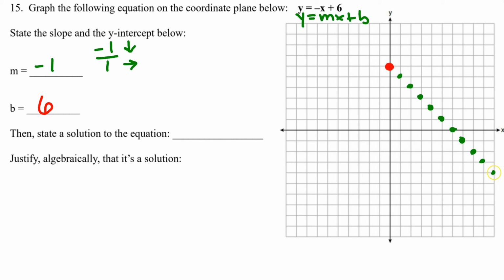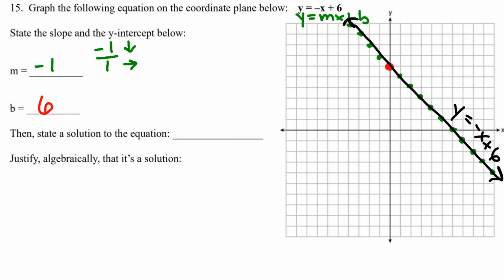And then once I go as far as I can to the right, now I could work backwards from the red dot. I go up 1, left 1, up 1, left 1, up 1, left 1. Now from here, I'm going to connect all of those dots with a solid line, arrows on both sides, and I'm going to label it y equals negative x plus 6.